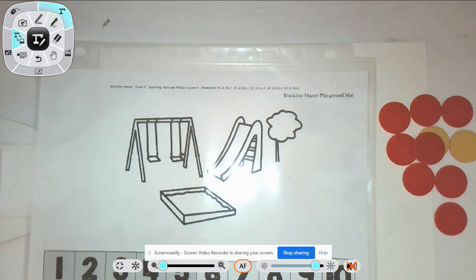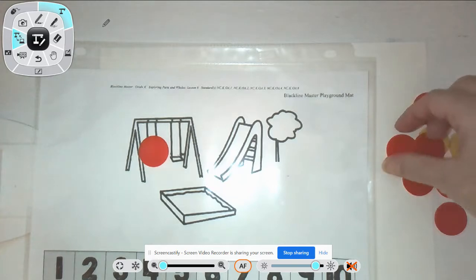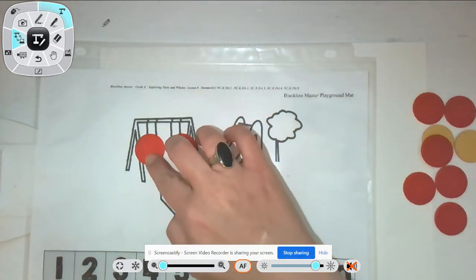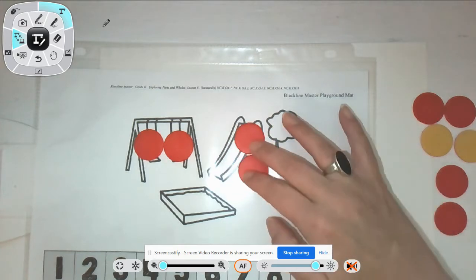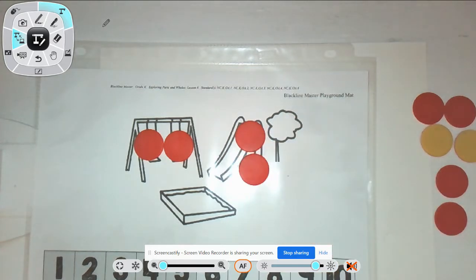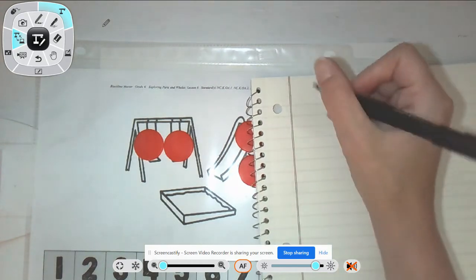One of the first ones that we will work on is add to result unknown. So typically in these, they're given one part, and then another part comes, and then we're looking for the whole. So for example, there were 2 children playing at the park. 2 more children came to play on the slide. How many children are now at the park? 4.